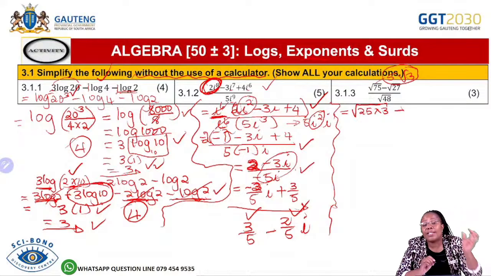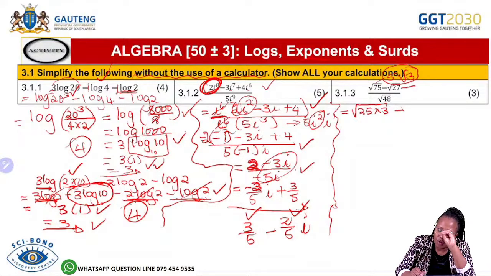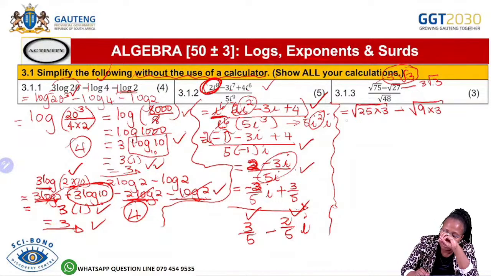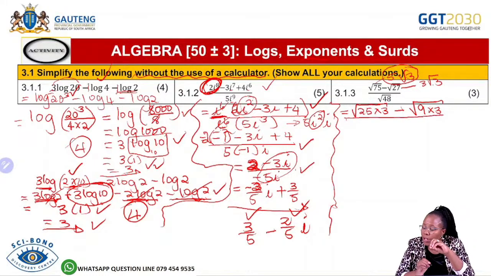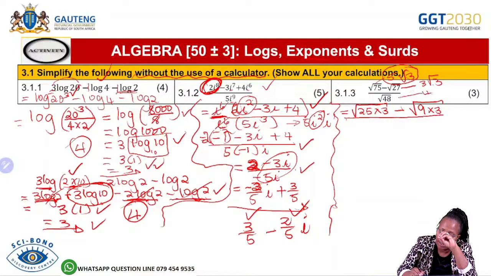Minus, check with your calculator what is square root 27. It will say square root 27 is 3 square root 3. So we take this 3 in again, it will go back to 9 because 3 is the square root of 9, times 3, all over. You look at 48, it will say 4 square root 3 for 48. So that means initially it was 16 times 3 there.